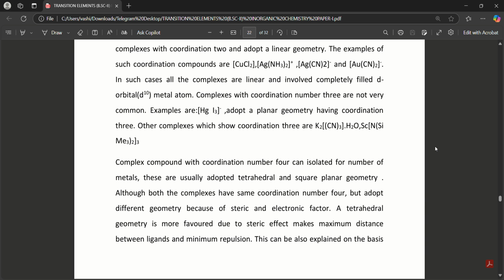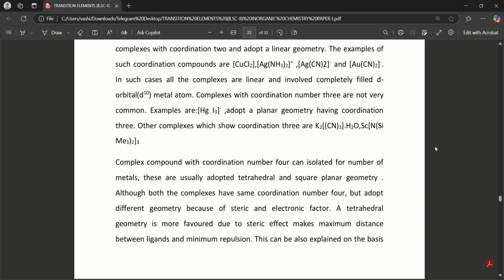Complexes with coordination number 3 are not very common. Example: [HgI3]⁻ adopts a planar geometry having coordination number 3. Other complexes which show coordination number 3 are [Cu(CN)3]2-, [Ag(SCN)3], etc. Complex compounds with coordination number 4 can be isolated from a number of metals. These usually adopt tetrahedral and square planar geometry. Although both complexes have the same coordination number 4, they adopt different geometry because of steric and electronic factors.